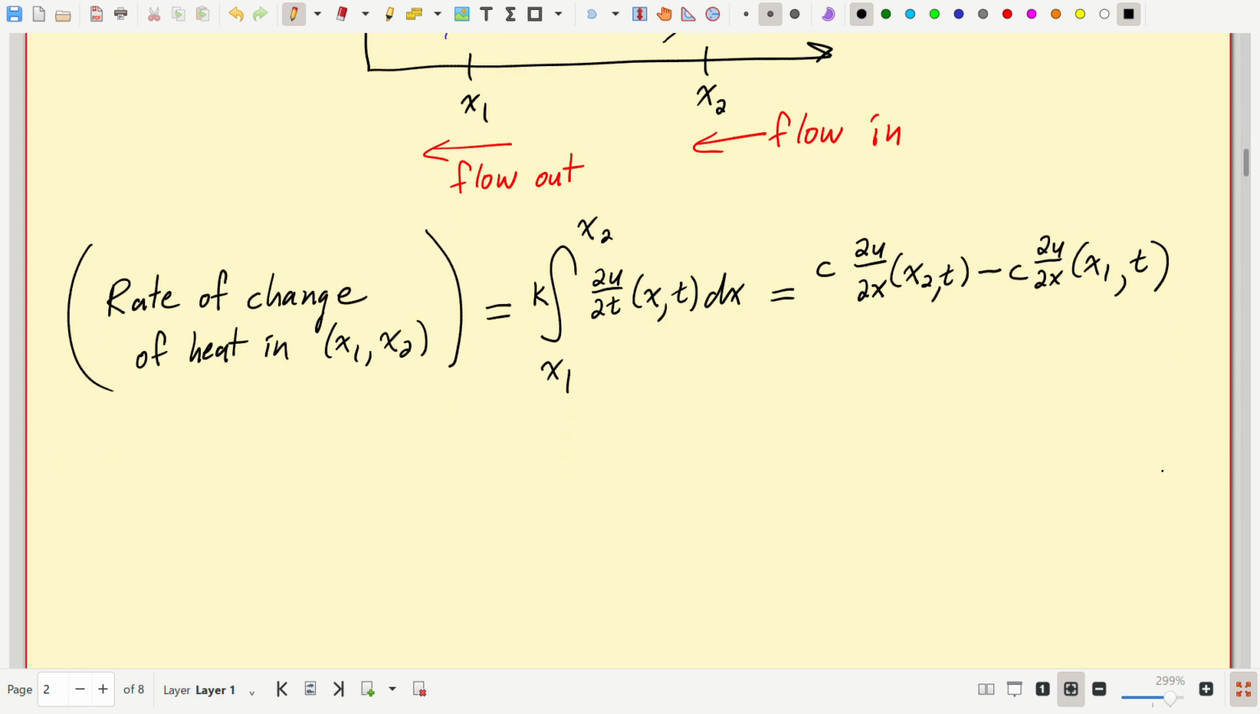And somehow I've got to relate this to the heat equation. And the key here is to realize, aha, I can write this as an integral like on the left if I think about the fundamental theorem of calculus. So that would be the integral from x1 to x2 of the second derivative.